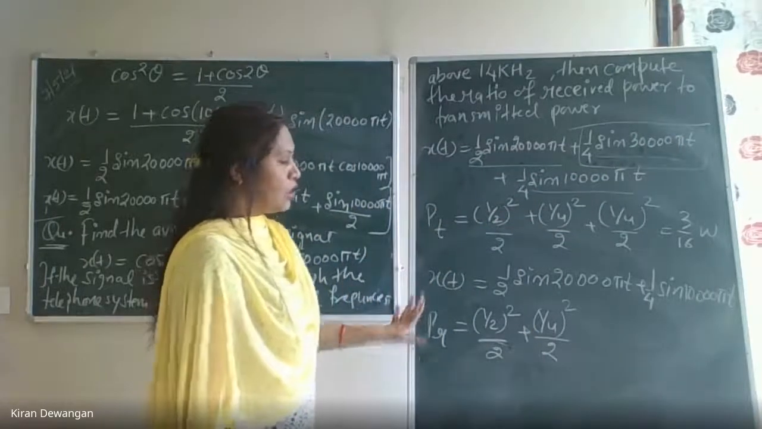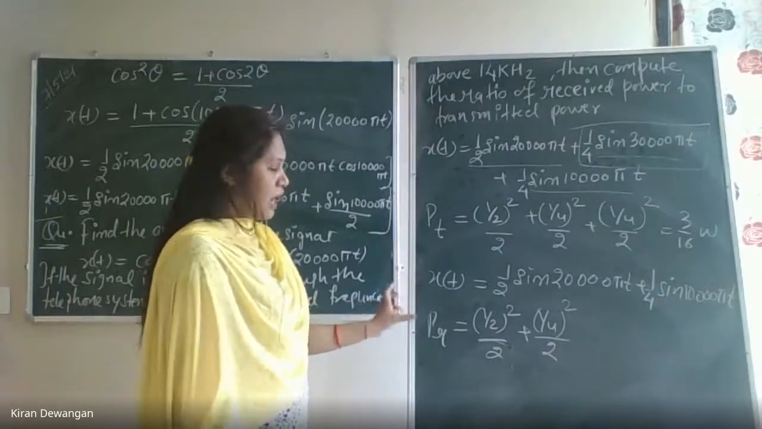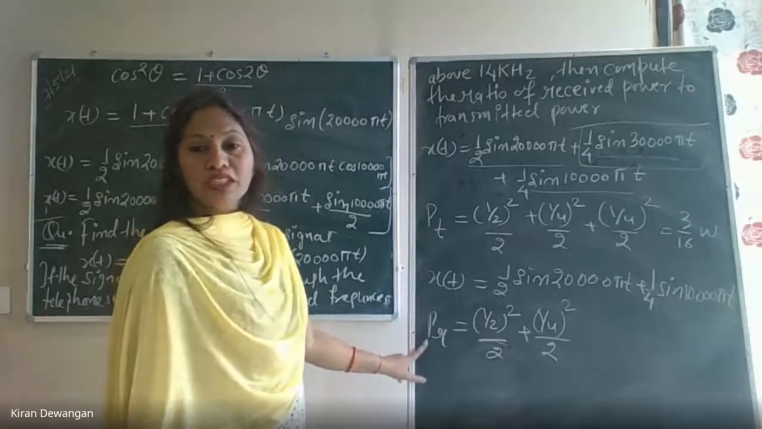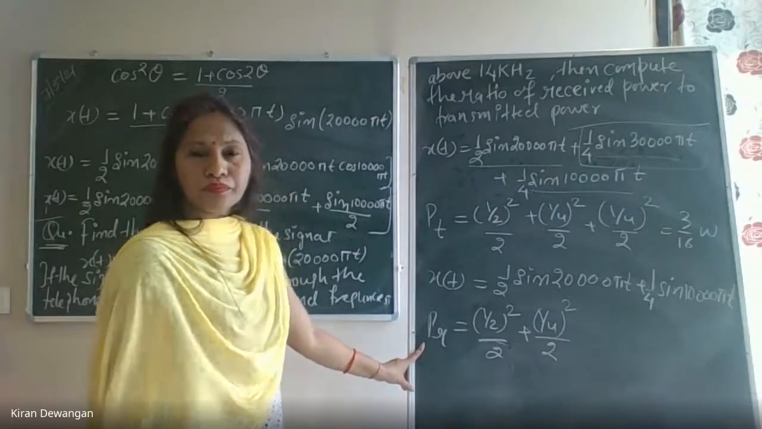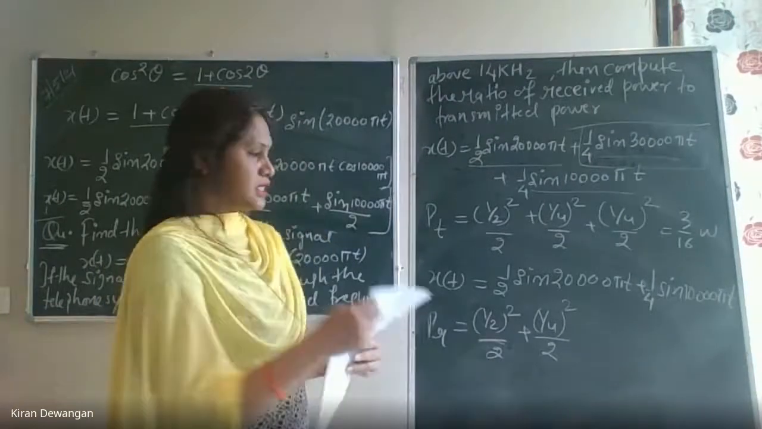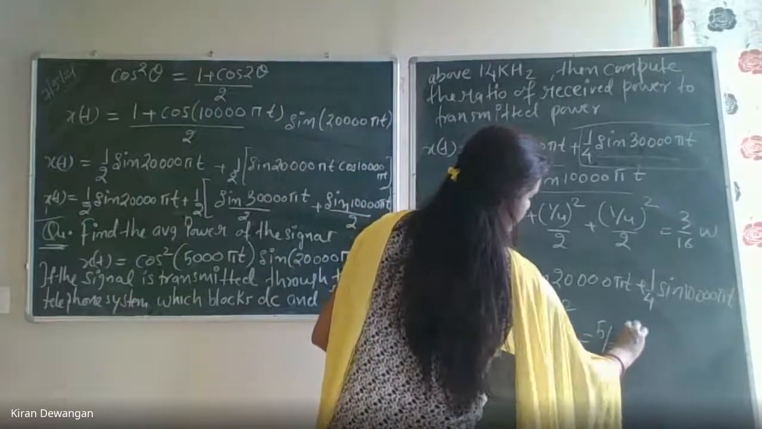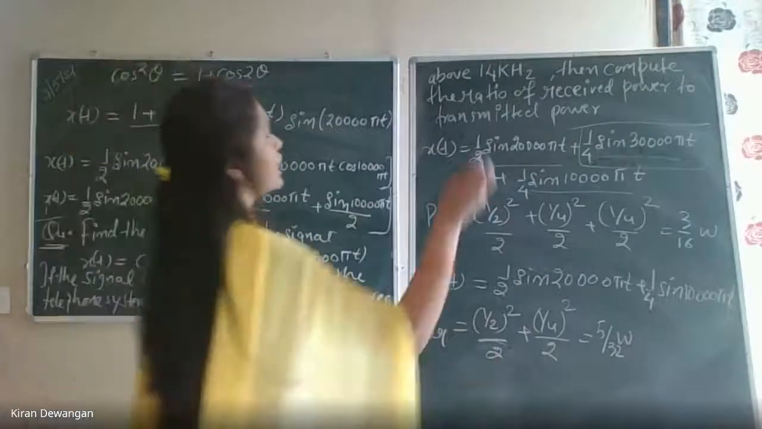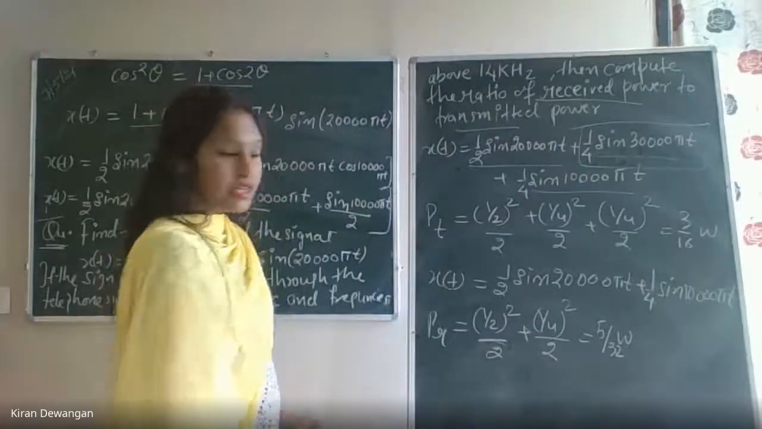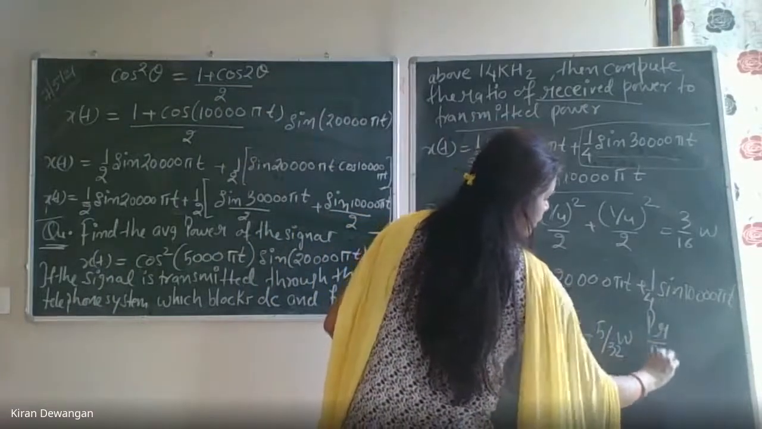ठीक है? Now accordingly this is the signal which is received. And this is how we can calculate the received power. How much is it coming? कितना आ रहा है PR? It is 5 by 32 watt. And what is it asking? Find the ratio of the received power to the transmitted power. ठीक है? So received power PR by PT.